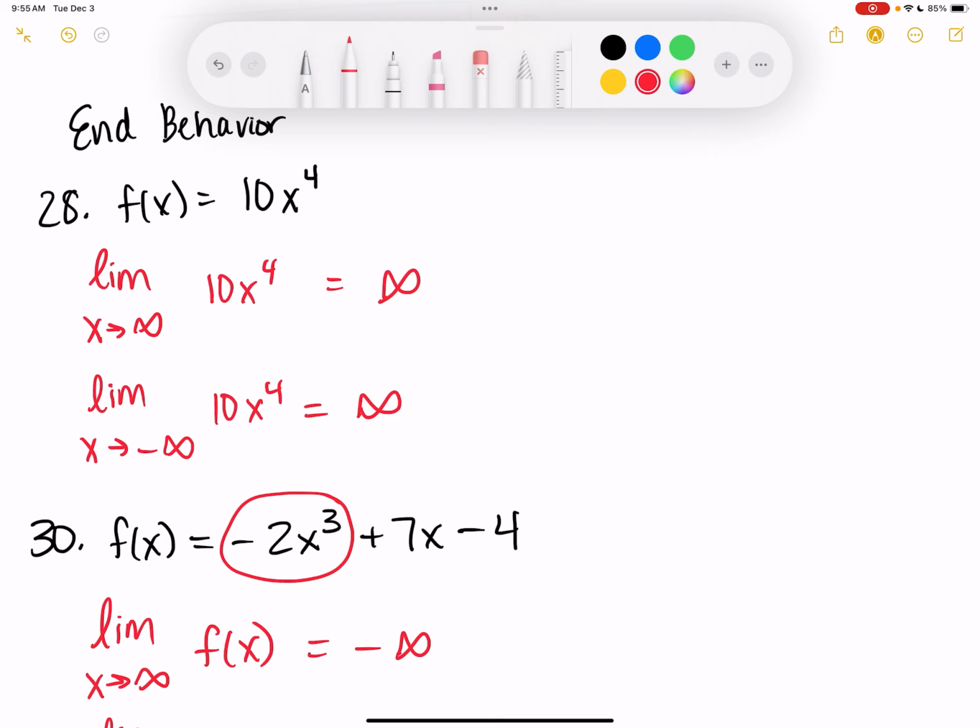Okay. So could you just theoretically plug in infinity or negative infinity as a variable and then just worry about the sign? Pretty much, but you don't know what infinity is because nobody knows what infinity is. That's why we just choose a really big number. But is infinity to the fourth still infinity? Yes. And then infinity to the fourth times 10 is still infinity.